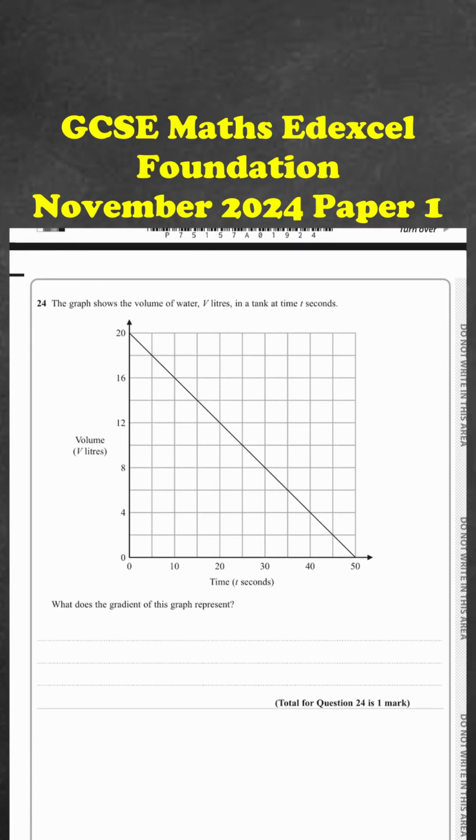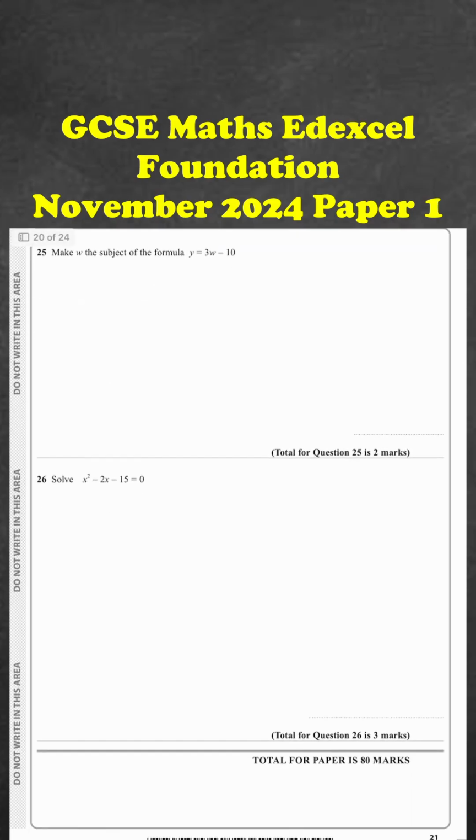Question 24. The graph shows a volume of water, V liters, in a tank at time t seconds. What does the gradient of this graph represent? So the gradient of the graph will be the difference in y divided by the difference in x. So it's the difference of volume over time. So I'm going to say this is the rate of change in the volume. And it's just V over t. Nice easy 1 marker for you there towards the end of the paper.